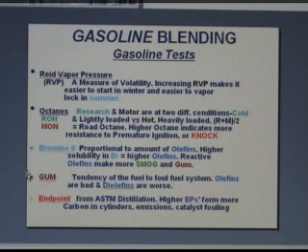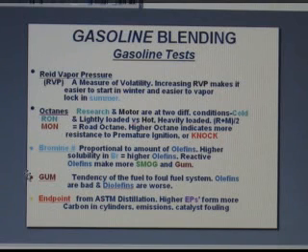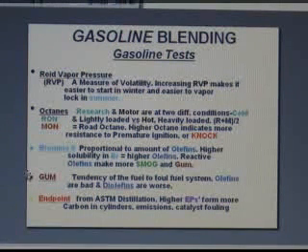Another thing they'll watch is bromine number when you're blending gasoline. That's a measure of olefins basically, and they call it bromine number because the test dissolves it in some bromine chemical, and olefins somehow dissolve easier.